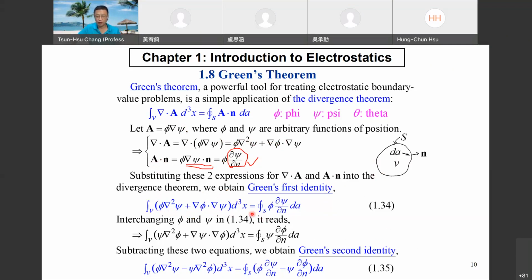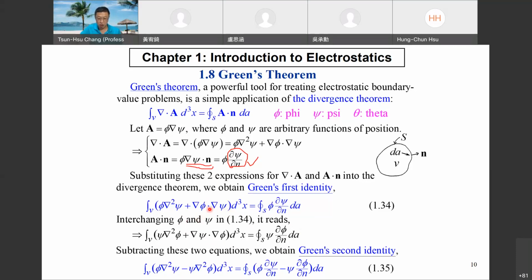1, 2, 3. Okay, now let's interchange phi and psi, change the order. We assume A is psi gradient phi, and then substitute the new A to here. Just interchange phi and psi. We got another one. Also, it's still Green's first identity. No problem.